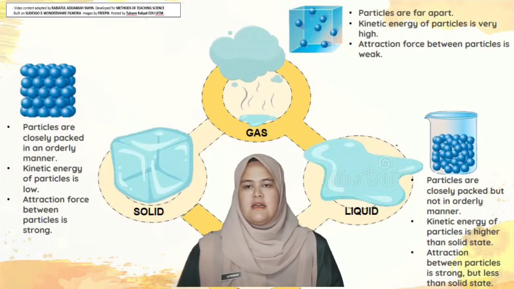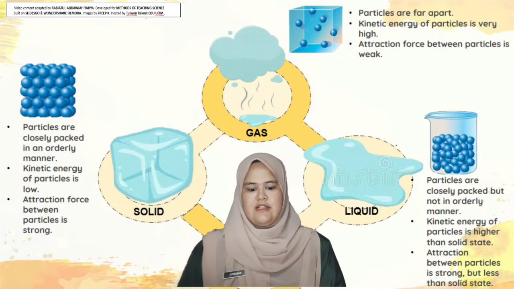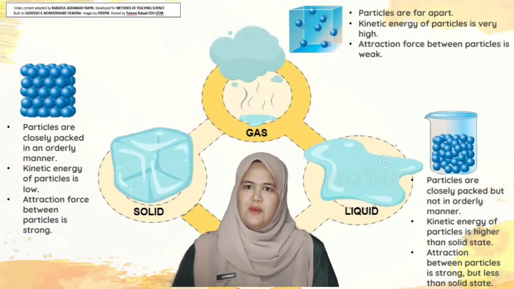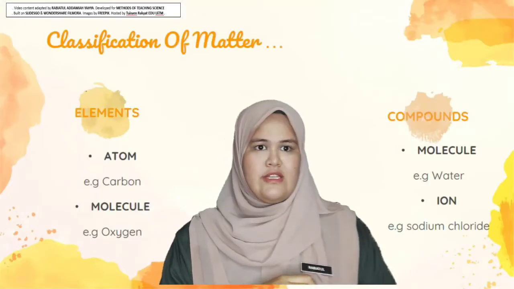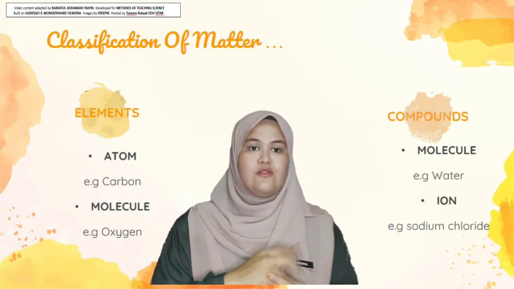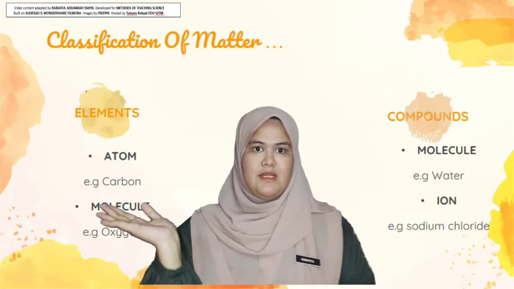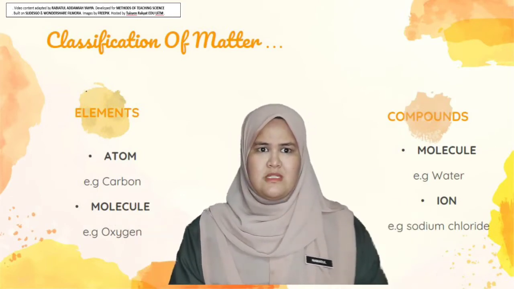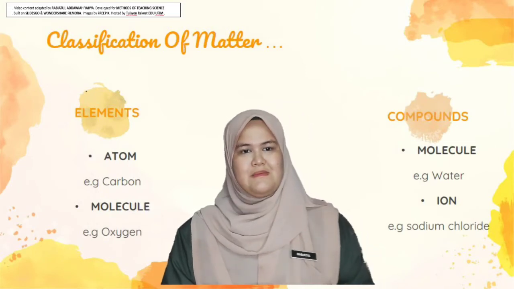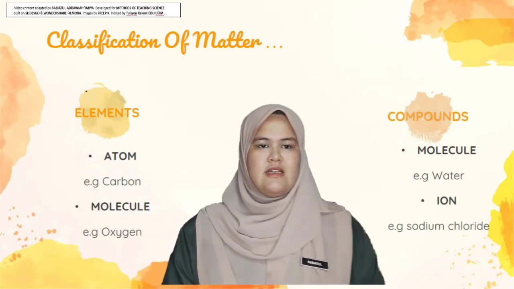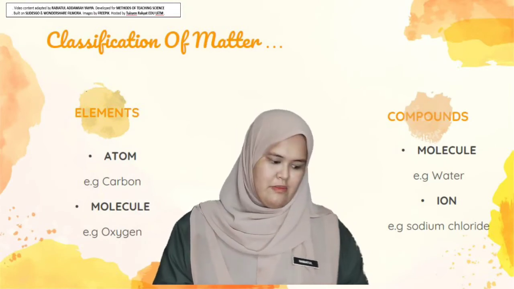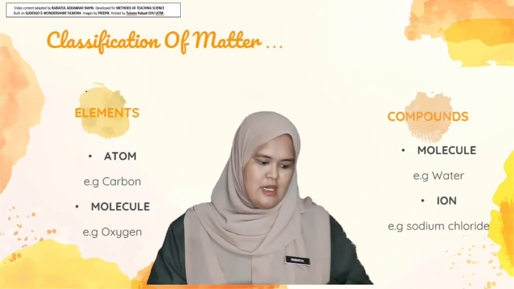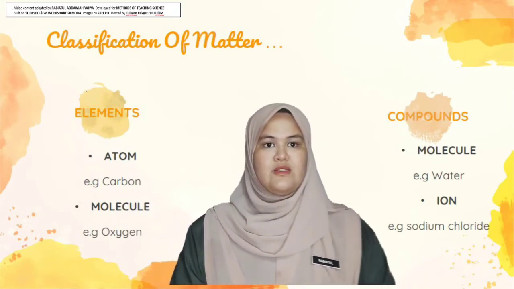For gas, particles are far apart. Kinetic energy of particles is very high, and attraction force between particles is so weak. Students, matter can be classified into 2, which are the elements and the compound. What is the difference between elements and compound? The elements are, for example, atom and molecule. And for compound, examples are molecule and also ion.